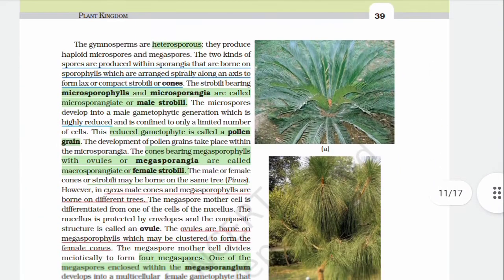Next, the gymnosperms are heterosporous. We have seen that pteridophytes are homosporous except Selaginella and Salvinia. Here all the gymnosperms are heterosporous. They produce two types of spores. One is microspore, another one is megaspore. These spores are produced from sporangia that are formed on sporophylls. These sporophylls are arranged spirally to form a strobili or cone.